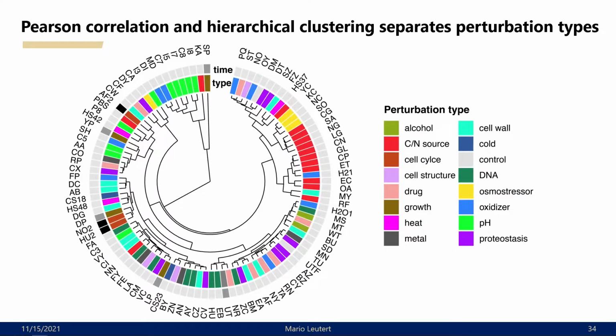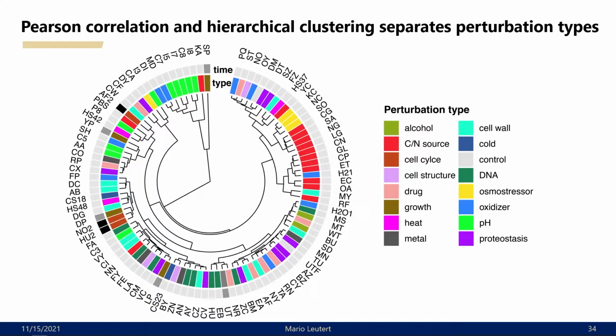Already with these simple methods, Pearson correlation and hierarchical clustering, we're able to pull apart the different perturbations from each other by perturbation type. In this dendrogram, the perturbations most distant from everything else are pH shifts and also oxidative stresses. Over here you have changes in carbon and nitrogen sources and osmotic stresses, and down here it's smaller clusters of, for example, DNA damage agents or proteostasis perturbations.